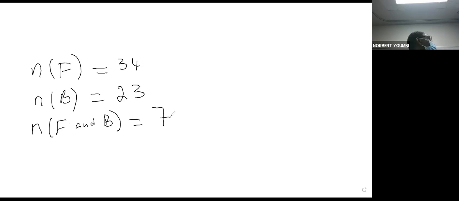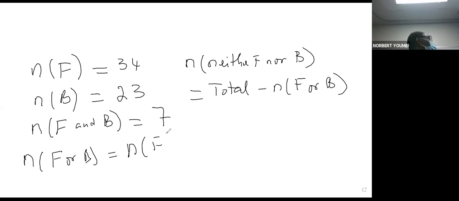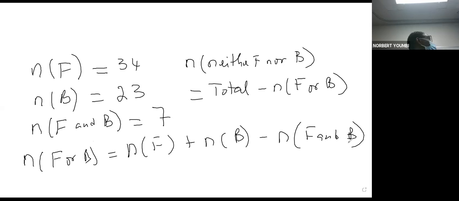Remember that neither is the opposite of all, right? We know that. So we are going to say that the number of neither, having no football or basketball, is the total minus the number of football or basketball. Now the number for football or basketball is the number for football plus the number for basketball minus the number of football and basketball.